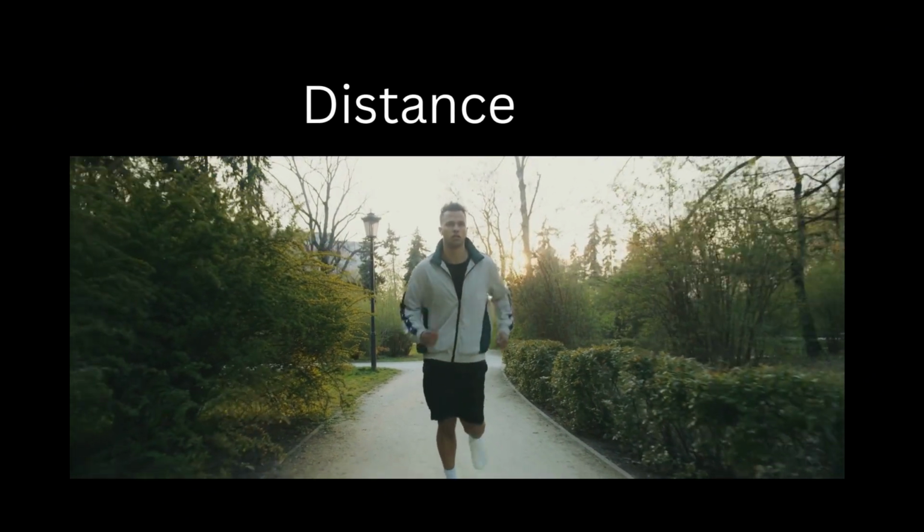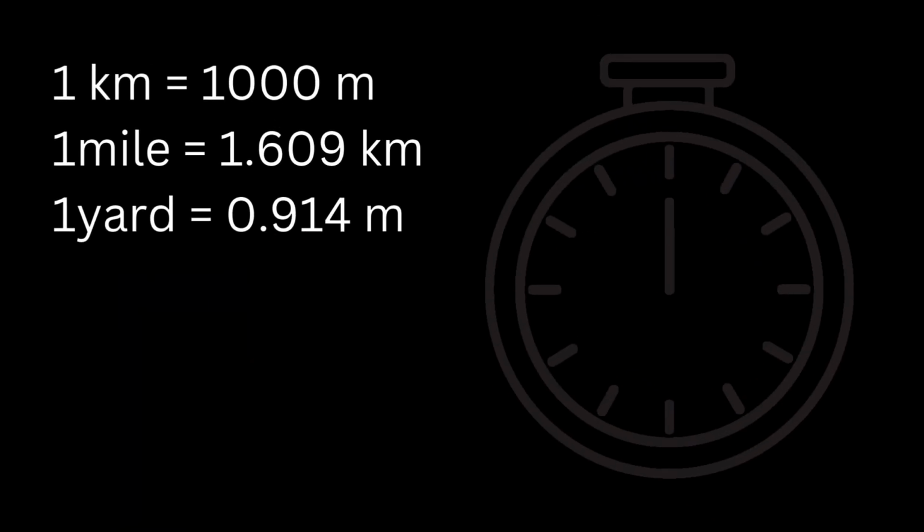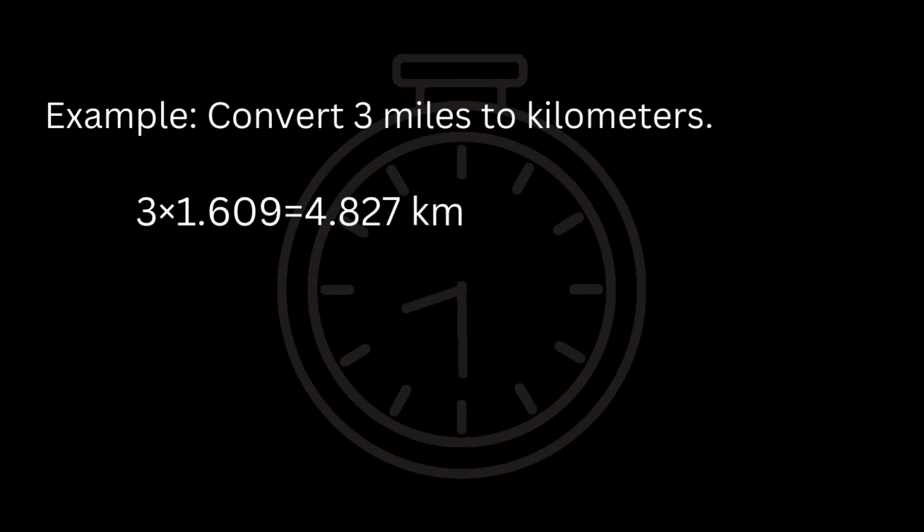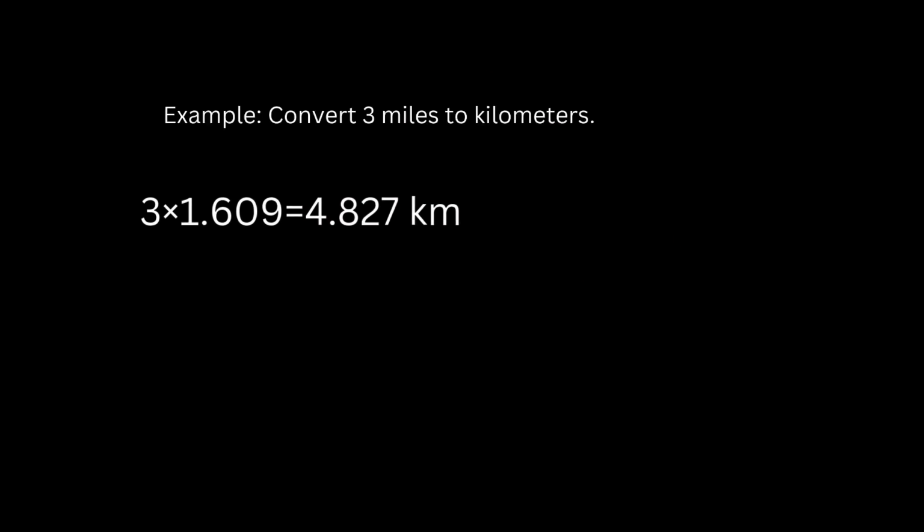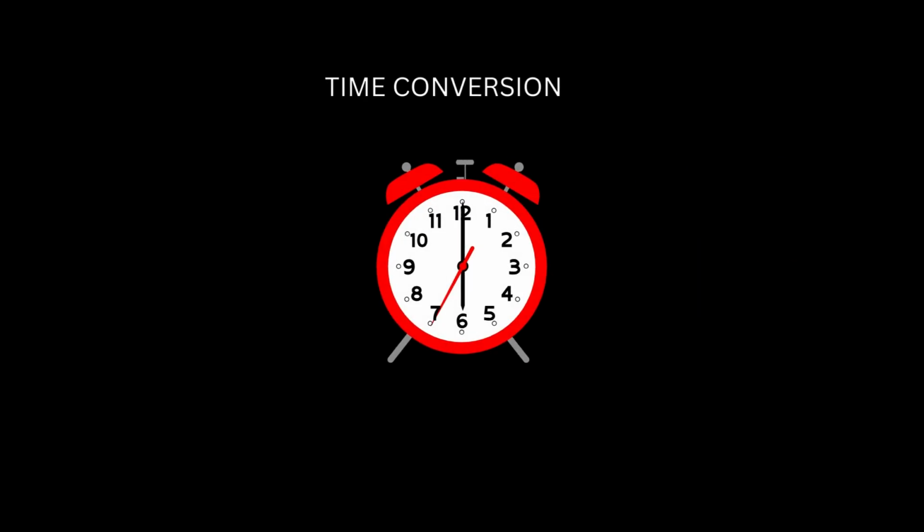Let's check for some distance conversion. 1 kilometer is equal to 1000 meter. 1 mile is equal to 1.609 kilometer. 1 yard is equal to 0.914 meter. Let's convert miles to kilometer. I am converting 3 miles to kilometer. 3 into 1.609 we got 4.827 kilometer.